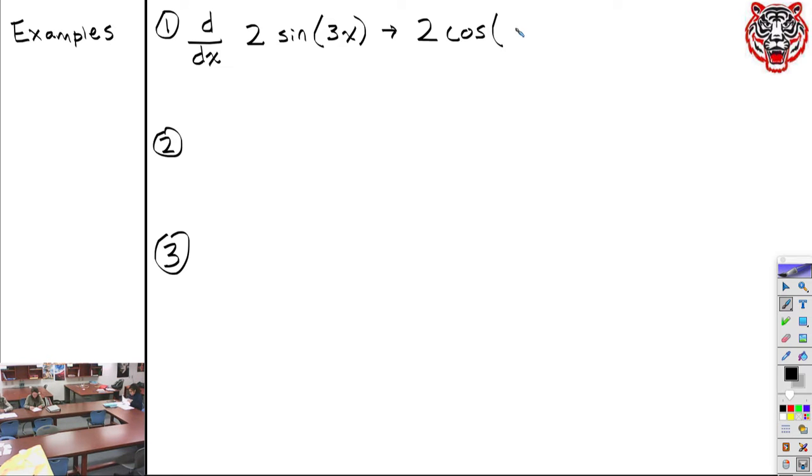And then leave the inner. Don't touch the inner, not yet. Now, I'm going to multiply by dinner. So what is dinner? 3. So this simplifies to 6 cosine of 3x.